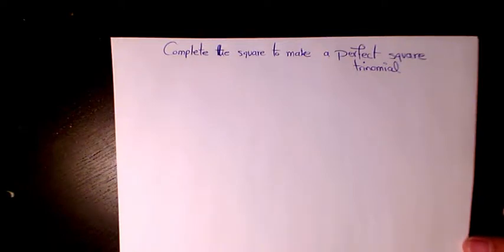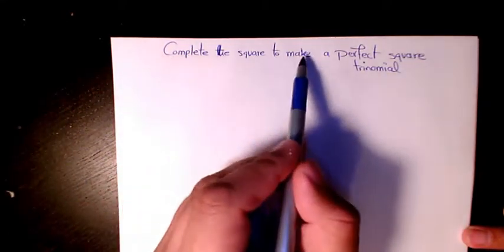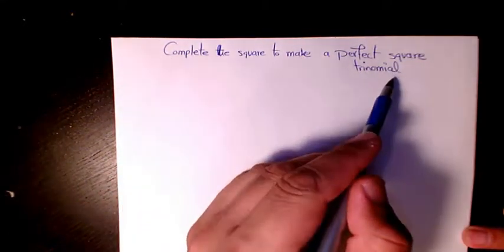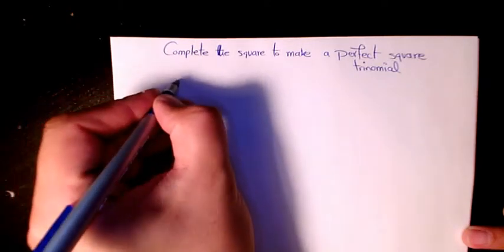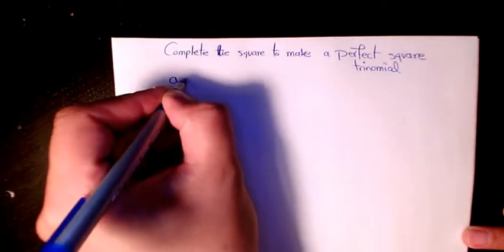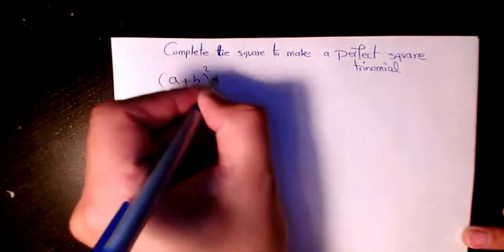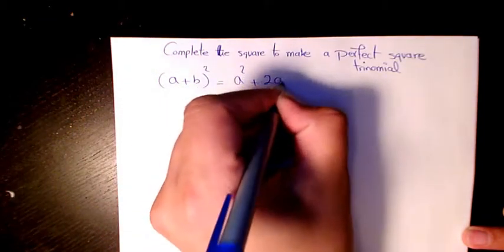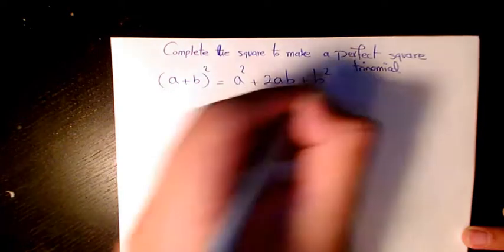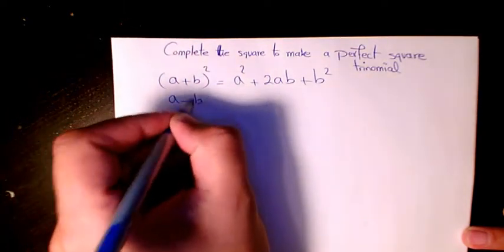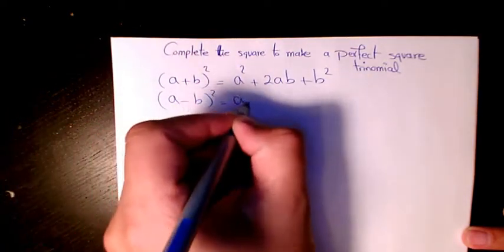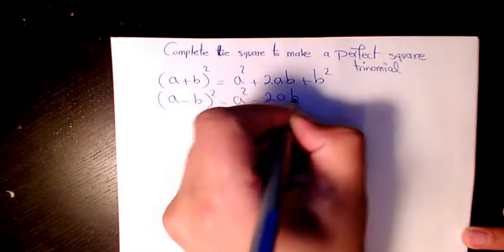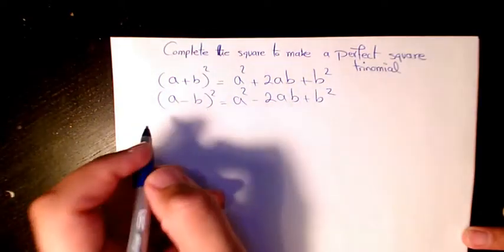In this video I want to show you how to complete the square to make a perfect square trinomial. As a reminder, the perfect square trinomial is (a plus b) to the power of 2, which is going to be a squared plus 2ab plus b squared, or (a minus b) to the power of 2 is a squared minus 2ab plus b squared.